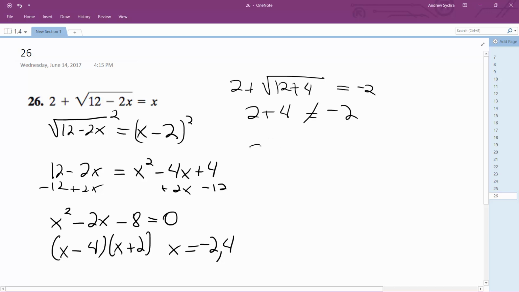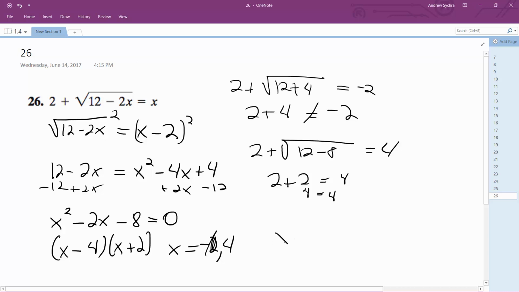What about 4? So 2 plus square root of 12 minus 2 times 4, which is 8, equal to 4. So 2 plus square root of 4 is 2. 4 does equal 4. So our only solution in this case is x is equal to 4. That's it.